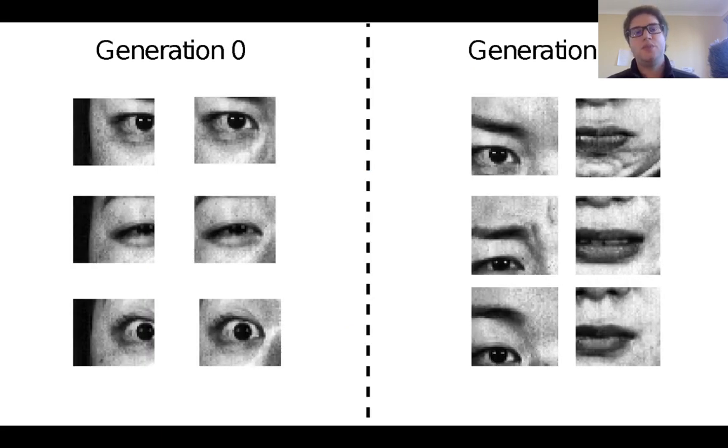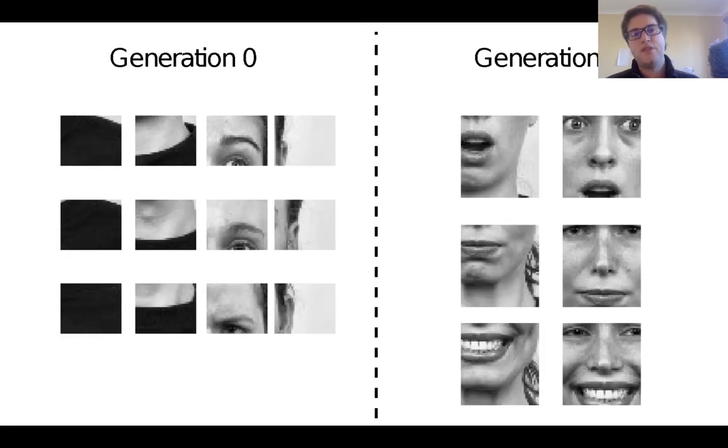So here are some examples of the patches that were extracted from generation 0 and the best chromosome from generation 15. Here we can see in generation 0, the best chromosome extracted 2 patches around the eye, and in generation 15, the best chromosome extracted 2 patches as well, the first being around the eye and the second being around the mouth.